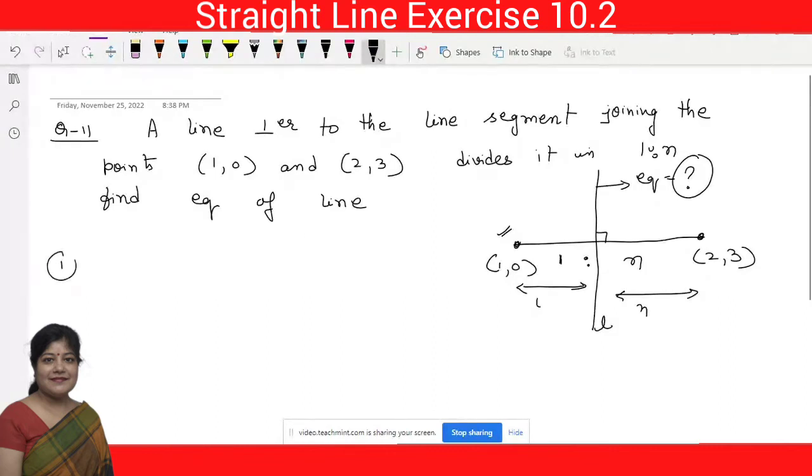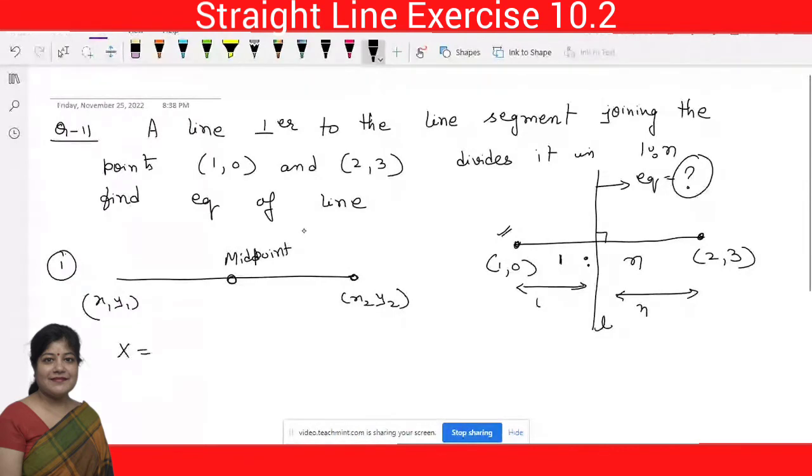Now Hitika, if there are 2 points, (x1, y1) and (x2, y2), how can we find the middle point of this line? Ma'am, by using the formula, (x1 plus x2) by 2. Yes. Clear?